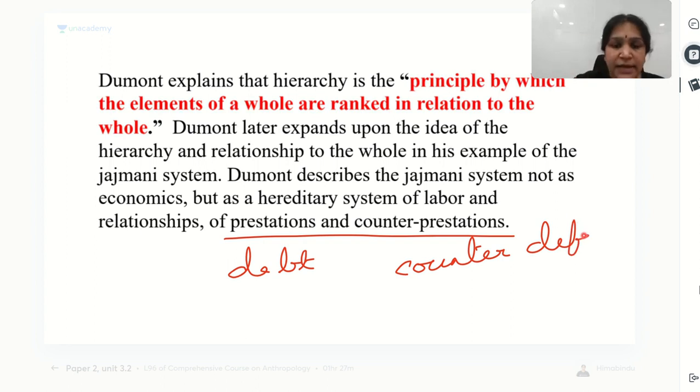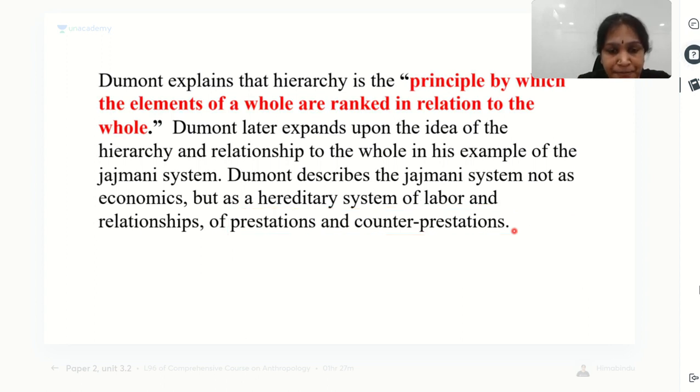Okay, I am indebted to you, you are also indebted to me. Did you understand? Jajman is indebted to Kamin, Kamin is indebted to Jajman. That is prestations and counter-prestations. Prestation is not any technical word, that is a normal English word to say indebted, and indebted in return. Is it clear? So is the Jajmani system a system of prestations and counter-prestations?